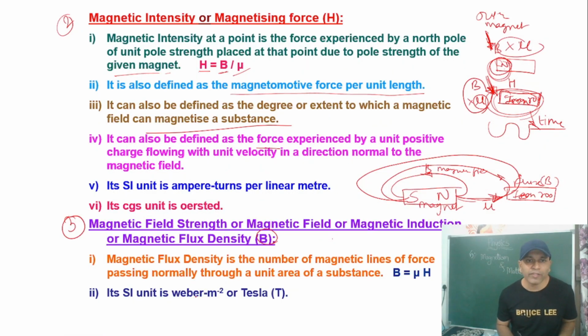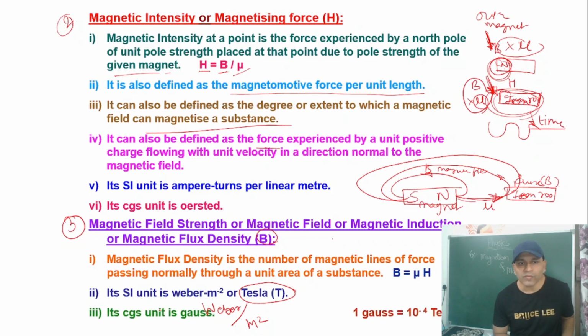It will be defined as Weber per meter square, and you can call it a Tesla. So the magnetic field which is experienced by another magnet is called a Tesla. One more unit is the Gauss. It is 10 raised to minus 4 Tesla. Okay, it is 10 raised to minus 4 Tesla. So, magnetic flux.